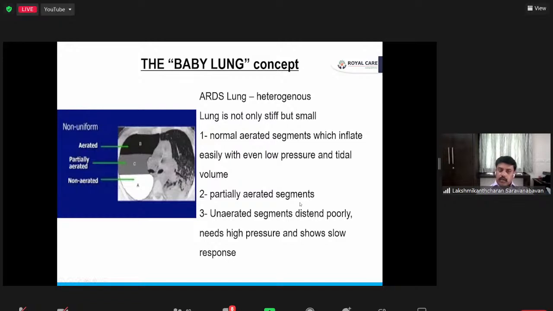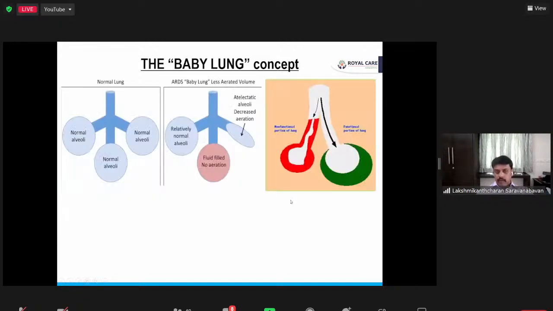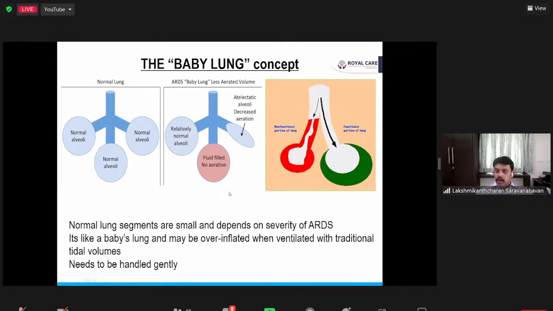Because of this heterogeneous mixture, the tidal volume that we give to the patient needs to be chosen very, very carefully. As was mentioned earlier, in normal alveoli, the tidal volume gets distributed equally to all the alveoli. Whereas in the ARDS baby lung, the tidal volume predominantly goes to the normal alveoli, because most of the alveoli, which are fluid flooded, will not take up any tidal volume or oxygen, and the atelectatic alveoli, which are already collapsed, need more work or more pressure to open. So only a little of the air goes into the collapsed segment, and the predominant part of the tidal volume goes to the normal alveoli. What happens to the normal alveoli? They are distended enormously, and there is over-distension of the normal alveoli, so they need to be handled very gently.